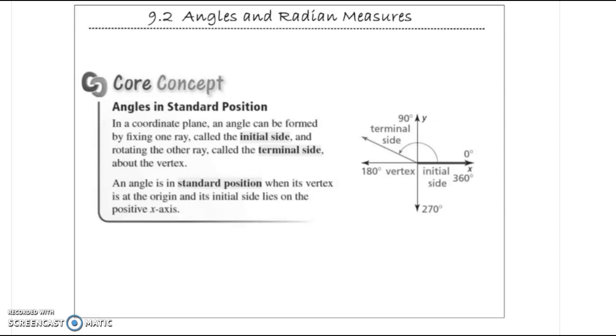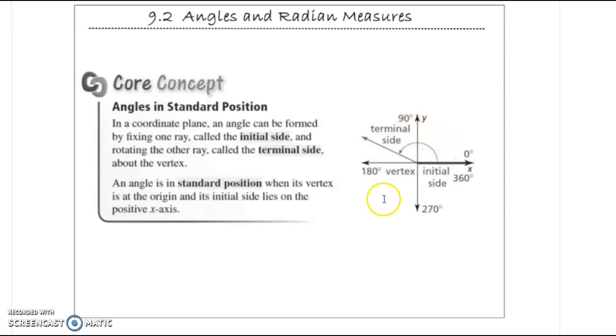Today we're discussing angles and radian measures in section 9.2. So the first thing we're going to discuss is angles in standard position. All right, in standard position, the initial side happens here along the x-axis, and this is at 0 degrees. The direction then goes counterclockwise.